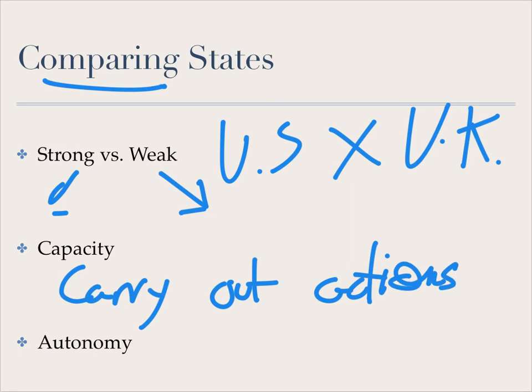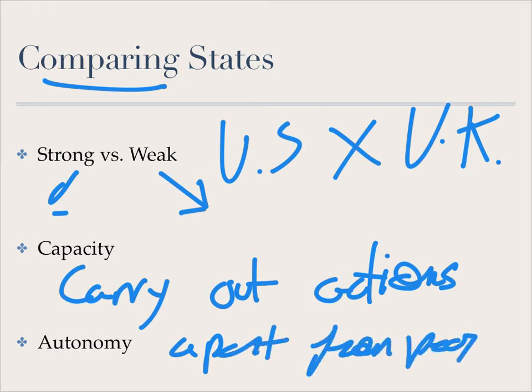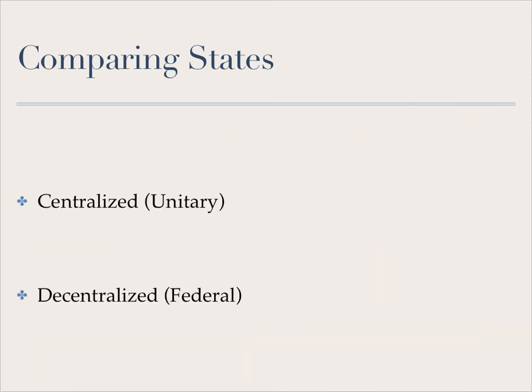The last one is autonomy, right? So can the state act apart from people? The more it can act apart from the people, the more autonomous it is, and the less it can act apart from people, the less autonomous it is.